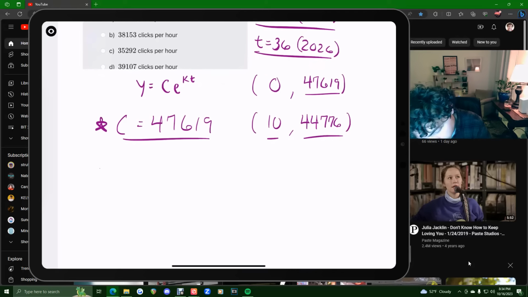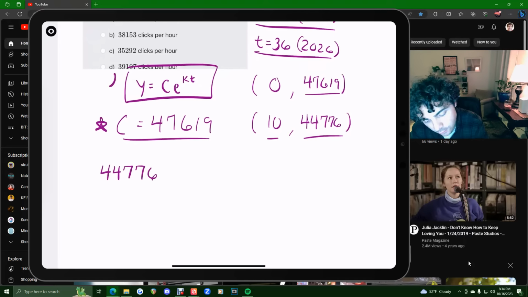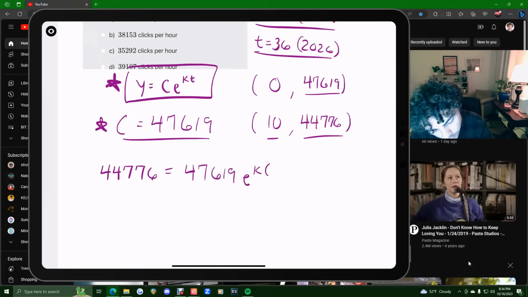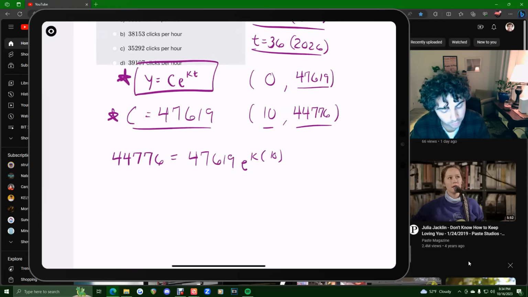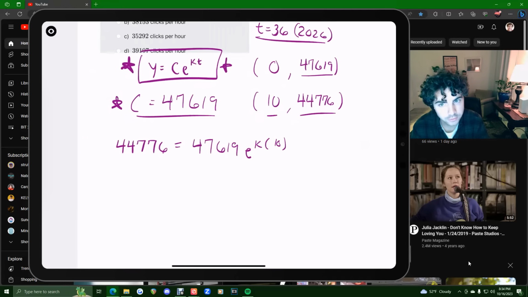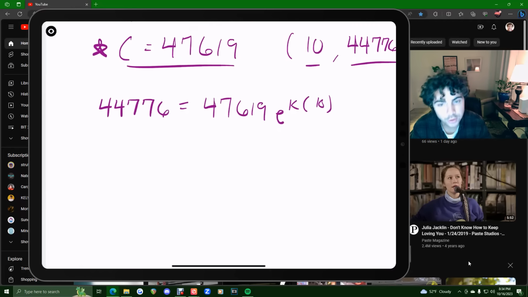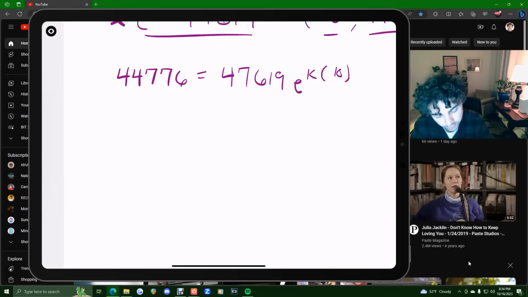So we're plugging values into this equation, right? Plugging in 44,776 in place of y equals C, which is 47,619, e to the k, which we do not know, but we do know that t is 10 because time 10 corresponds to a y value of 44,776. It's like plugging in an ordered pair to this function and making sure we also have the C value plugged in. We want to solve for k. That's our next goal.